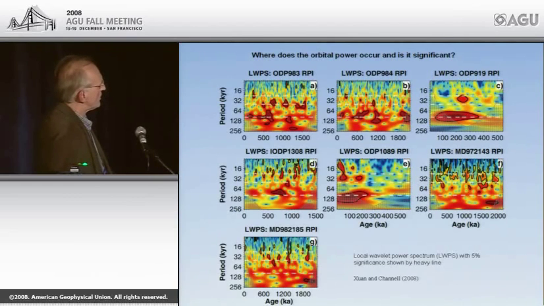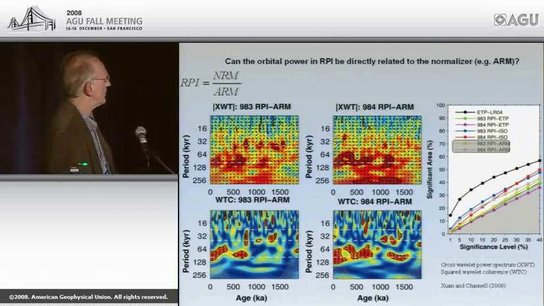When we go to the Pacific, these two Pacific records are apparently devoid of any significant orbital power. So this orbital power appears to be peculiar to the Atlantic records that we've studied.